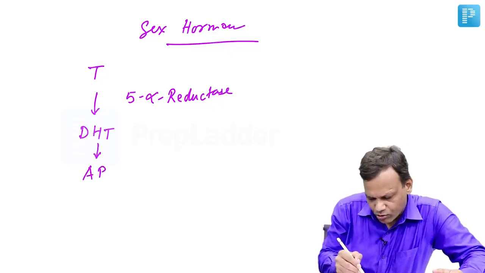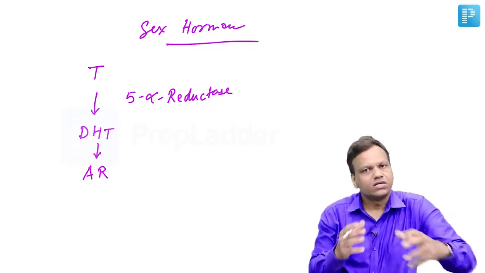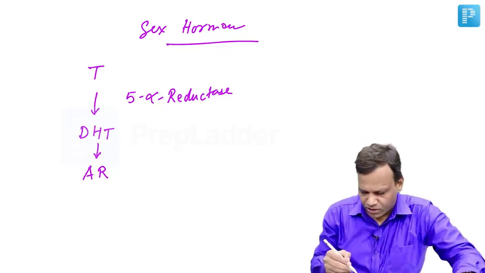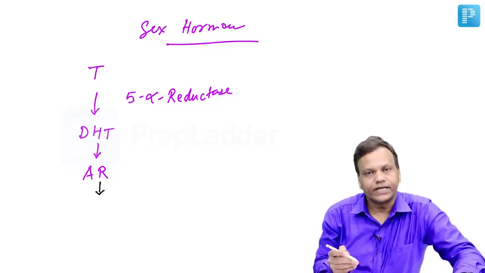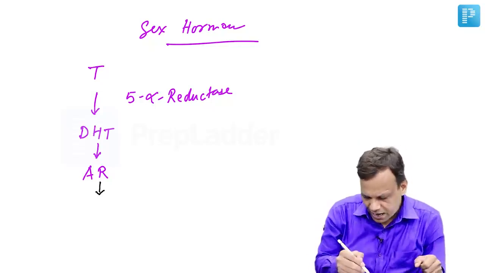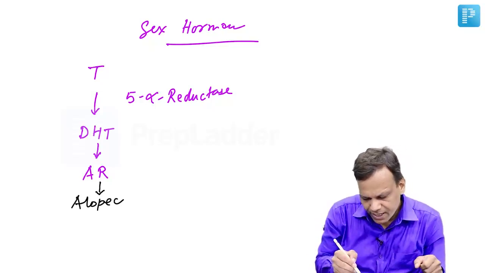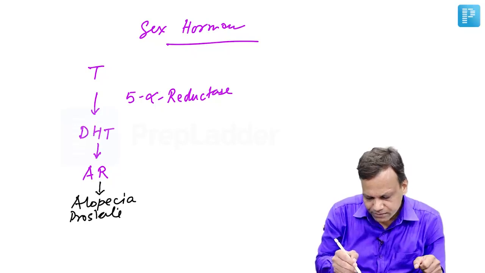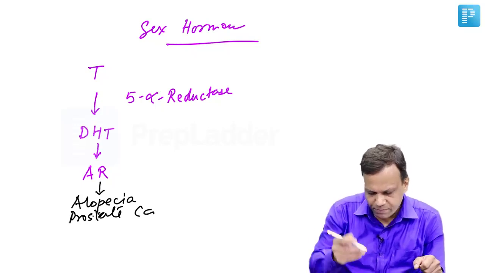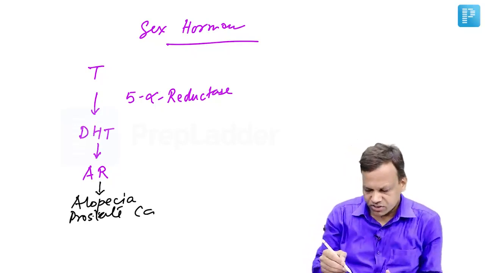Dihydrotestosterone stimulates the androgen receptors that cause male actions. Now, the important male actions: whenever this androgen receptor is stimulated, it can result in alopecia, male pattern baldness. It can result in prostate cancer. So, if we inhibit this pathway, we can treat alopecia and prostate cancer.